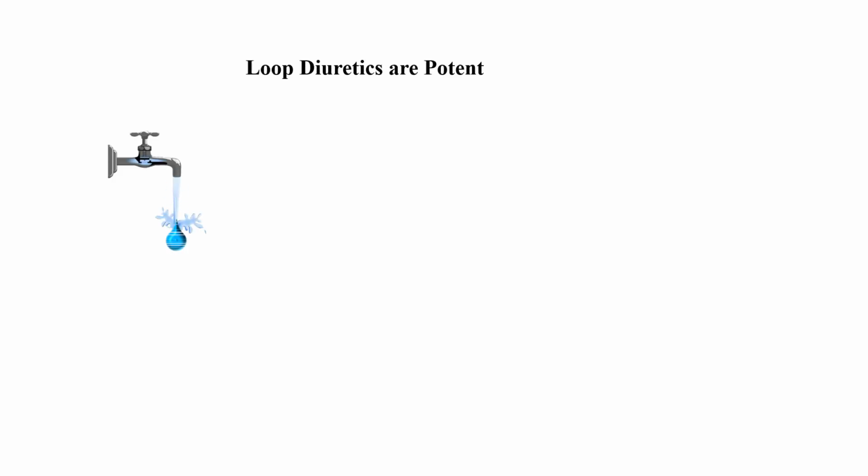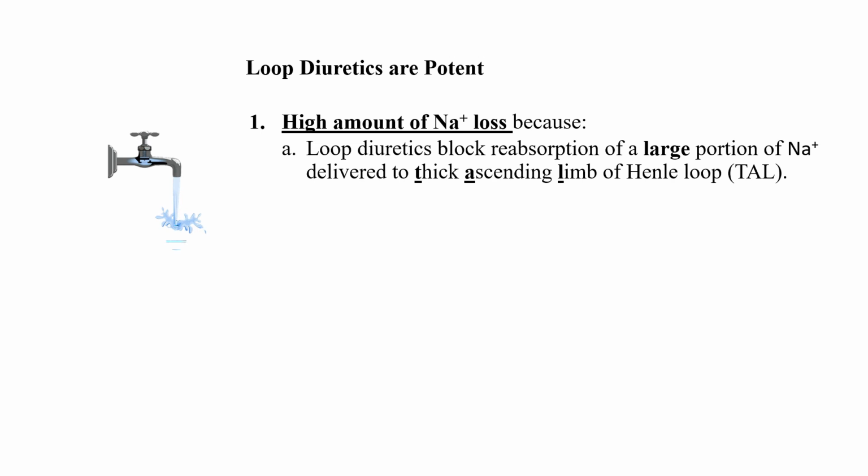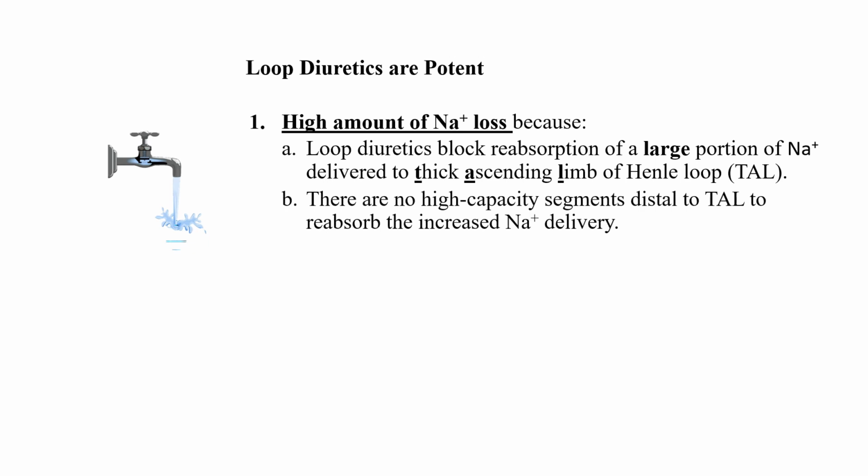Loop diuretics are the most potent of all diuretics for several reasons. First, there is a high amount of sodium loss. This is because loop diuretics block the reabsorption of a large portion of the filtered sodium that gets delivered to the thick ascending limb of Henle loop. There are no high-capacity segments distal to the thick ascending limb to reabsorb the increased sodium delivery.